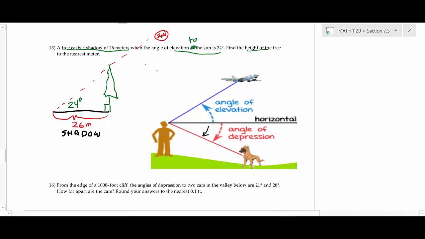So let's see, what are we doing? We're finding the height of the tree. So that means we need to be finding this piece right here. Let's just give it a variable, h. Okay, and then we have enough information to solve this problem because of trigonometry.